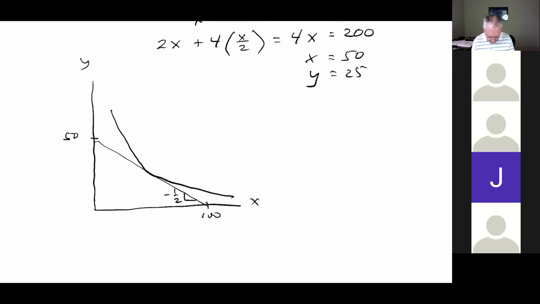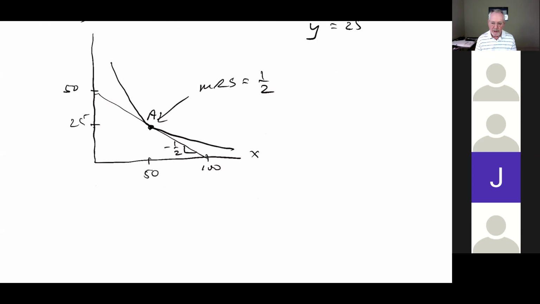This is my bundle A, before purchases: 50 x and 25 y. And right at this point, the slope of the indifference curve, the MRS, is equal to the negative of the slope of the indifference curve, which is 1/2. So the MRS is equal to 1/2 at this point. Let me just go ahead and call it point A. And I have then my values of x at point A.